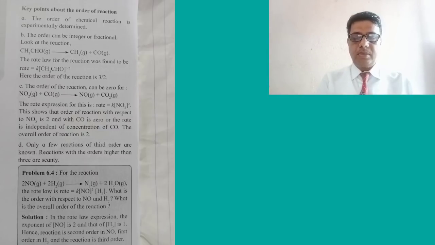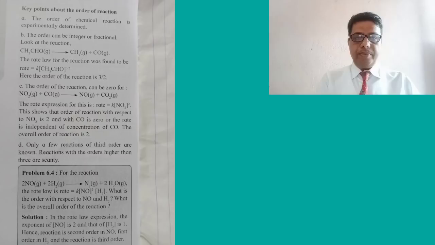First, by observing the rate equation, rate is equal to K into concentration of NO raised to 2 into concentration of hydrogen. By observing this equation, we say that the reaction is second order in terms of concentration of NO, because the power of NO is 2, and it is first order in terms of hydrogen. So simple. And how is the overall order of the reaction calculated?